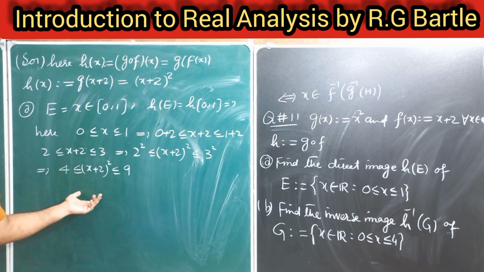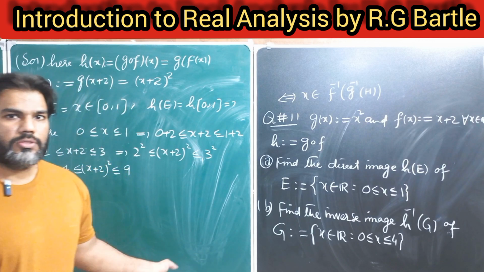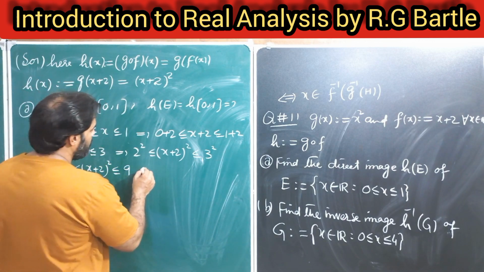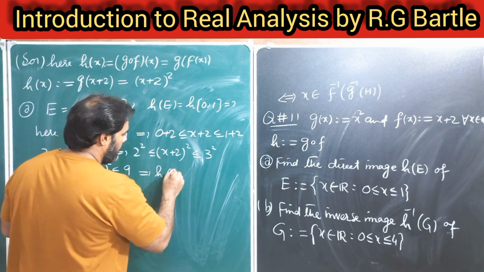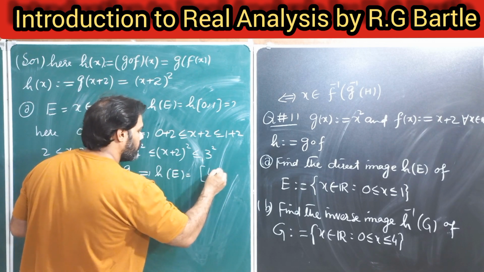What is this? This is your direct image given by h over E. This implies h of E is simply the closed interval 4 to 9.